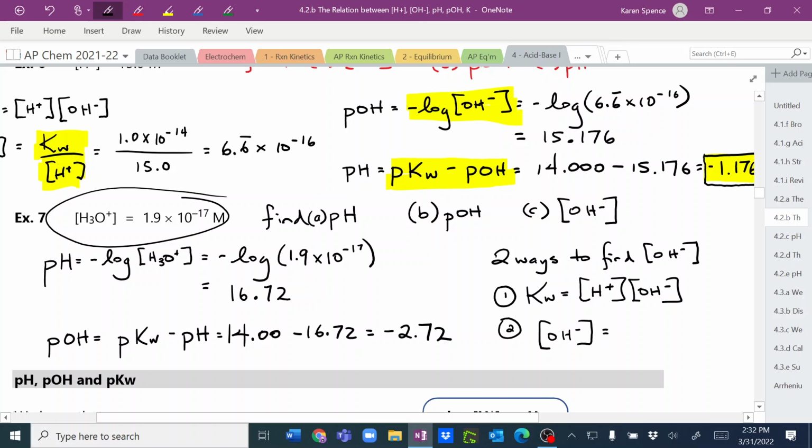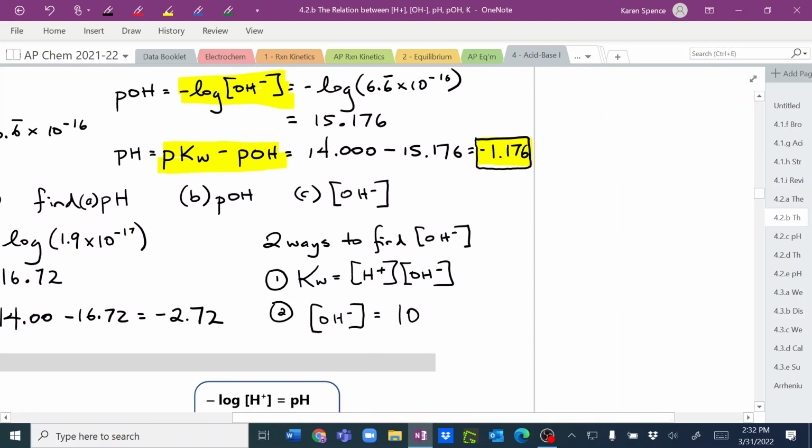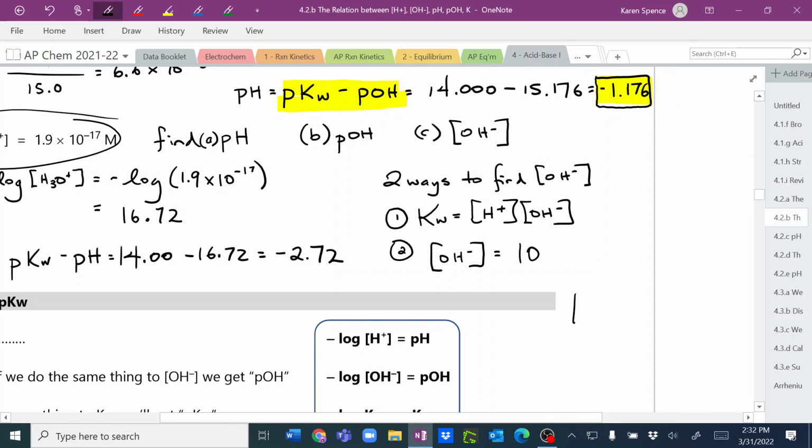You can take the antilog, is what we call it. The 10 to the whatever is called an antilog. Okay? So a 10 to the x is called an antilog. So you're going to take the antilog of the negative of the pOH.